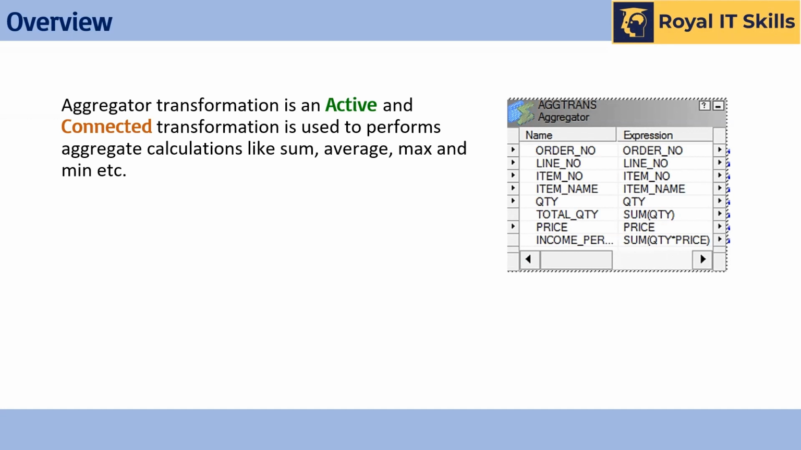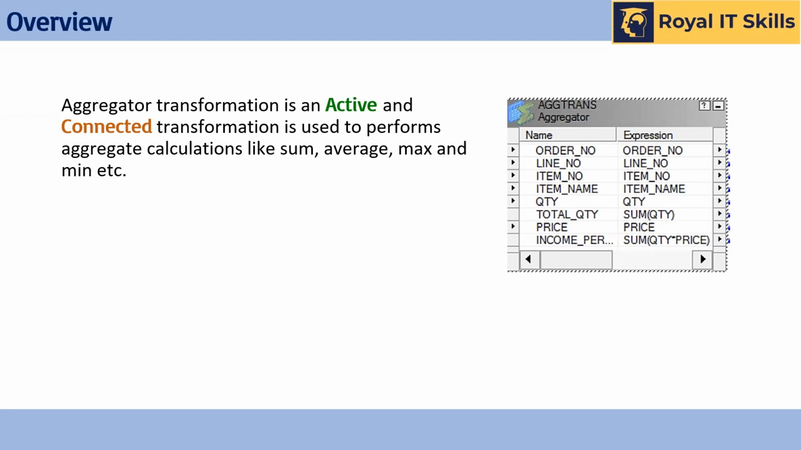So why is it active? Because the number of records passing through it are not the same. The number of incoming records are not the same as output records. So let's say I am passing 10 records. Each record has one group. So each record falls under one group. Still it will output 10 records. Still it is called active transformation by its default property.